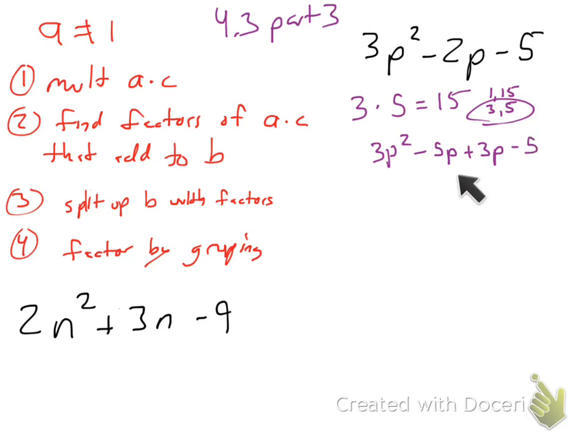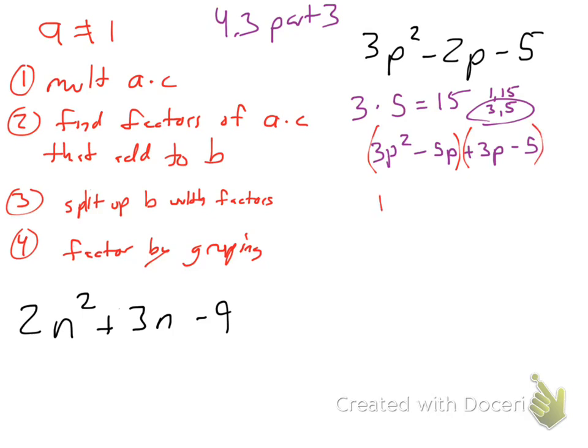If you notice, what's negative 5p plus 3p? It will be the negative 2p that we originally had. So I'm not actually changing the problem. I'm just kind of rearranging the deck chairs, right? And so now I have 4 terms that I can use my grouping techniques on.